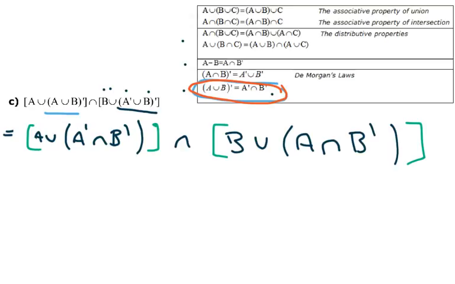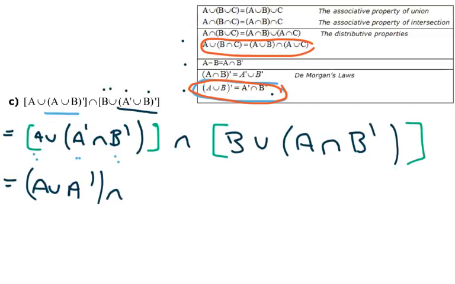Distributive, yeah, it looks like the distributive, doesn't it? It actually looks like the left-hand side of this. So we're going to use the distributive now. So instead of A union (B intersection C), we've got A union (A complement intersection B complement). So let's just write that out, and that turns into (A union A complement) intersection (A union B complement). We leave it like that.